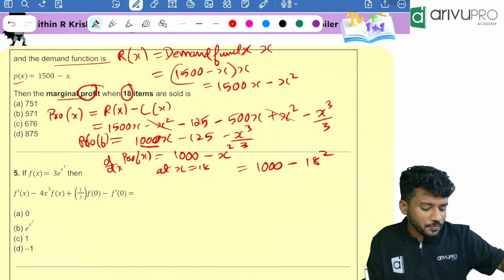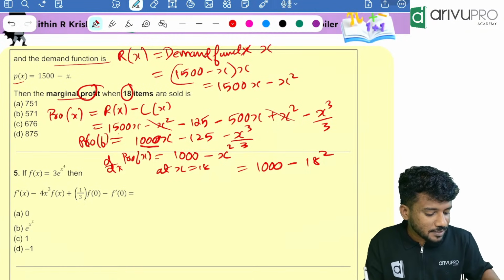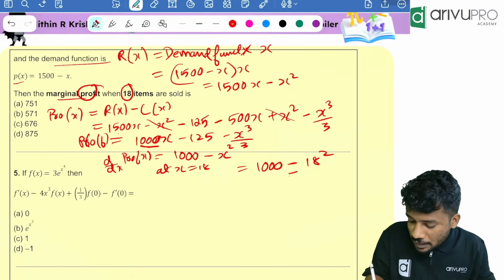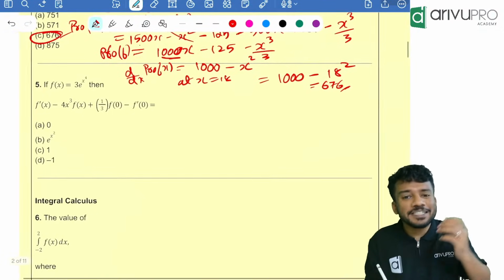Take your calculator. So 18 square is how much? 18 into equal to, then change the sign, plus 1000. How much are you getting? 676. Option C is your answer. Got the logic? Right answer.